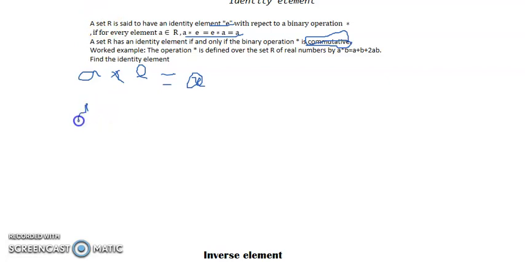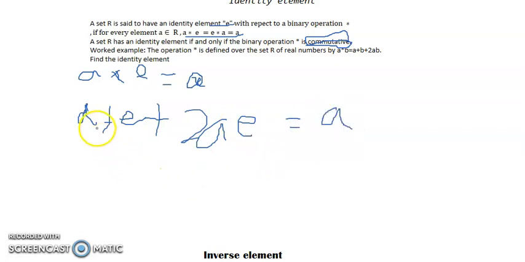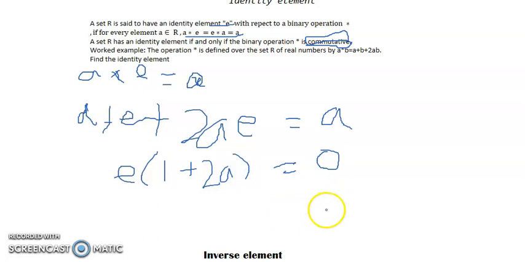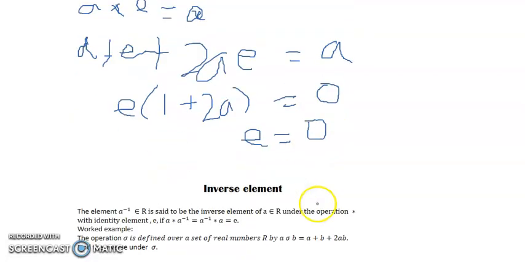So A plus E plus 2AE should be equal to A. Then cancel this A to make it 0 by subtracting it. So here becomes 0. You factorize E out, you get E into bracket 1 plus 2A. We divide both sides by 1 plus 2A. Now we get E to be equal to 0, meaning that the identity element is 0.